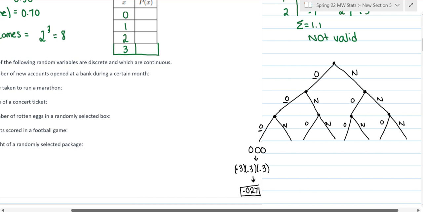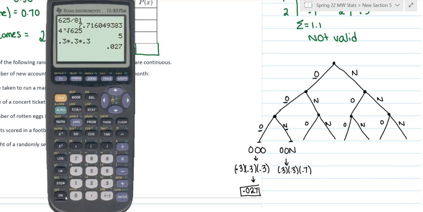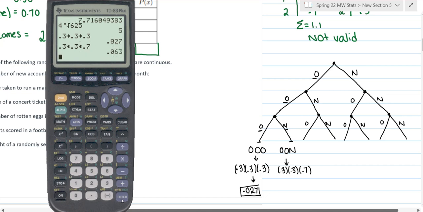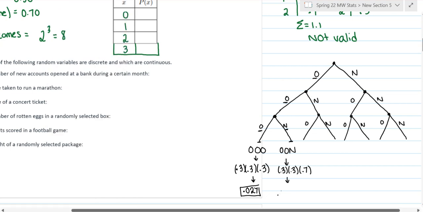Okay, your next probability, online, online, not online. Okay, the math for that would be 0.3 times 0.3 times 0.7 for the not online. So 0.3 times 0.3 times 0.7 is 0.63. Is it 0.063?